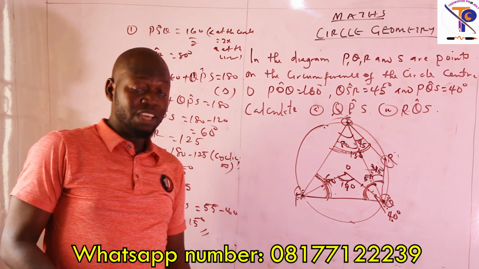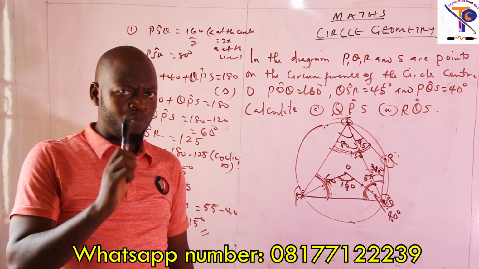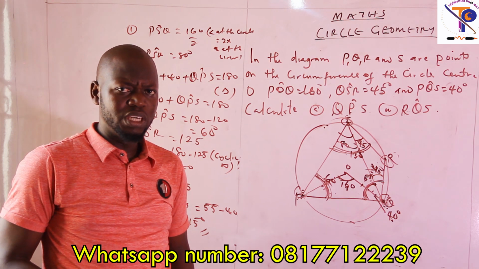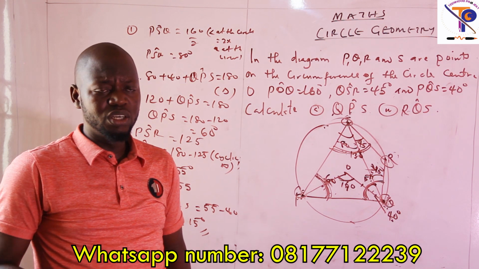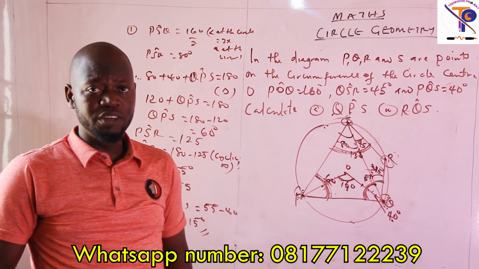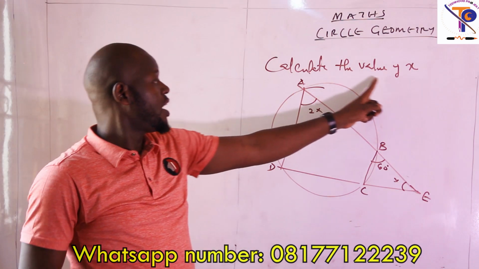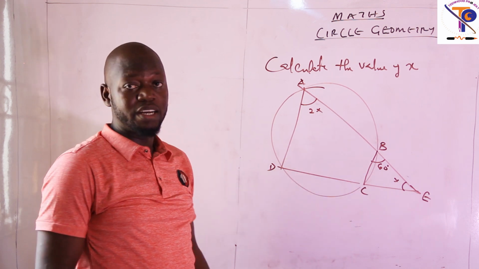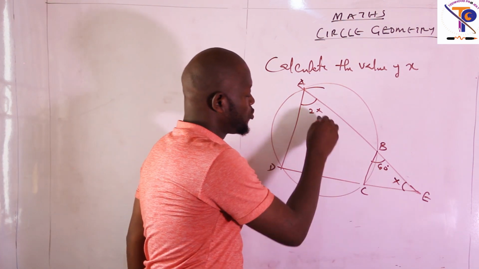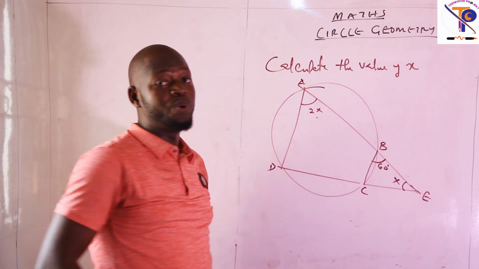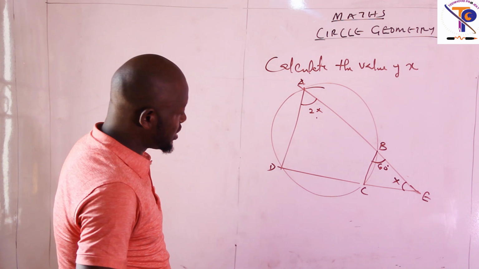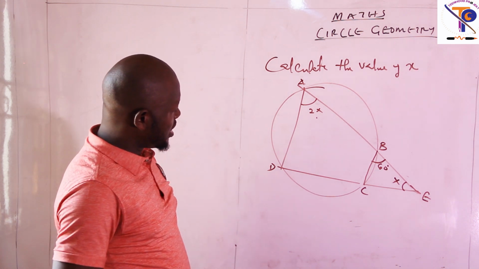So before I give you classwork, can I treat one more question, please? I'm sure you are not bored. Let's treat one more question, then we call it a day for today. Calculate the value of x. We are solving for x. So we have x here, I have 2x here, I have 60 here. That's all we were given. So let's see with the pencil what happens here.